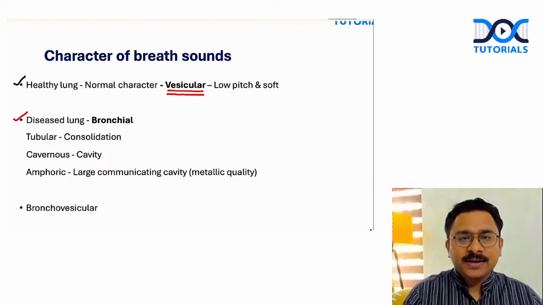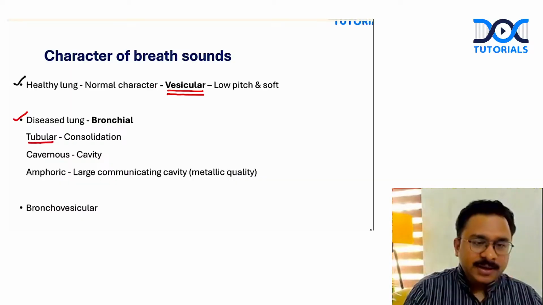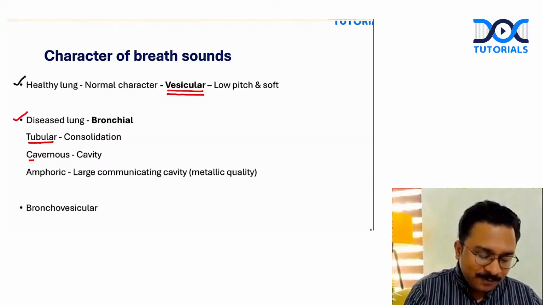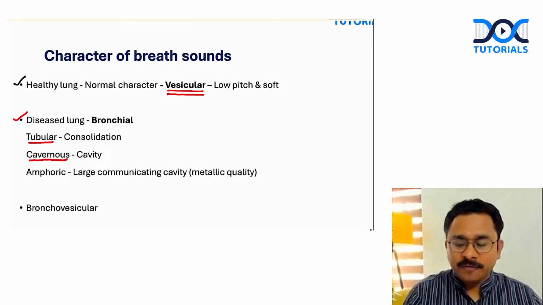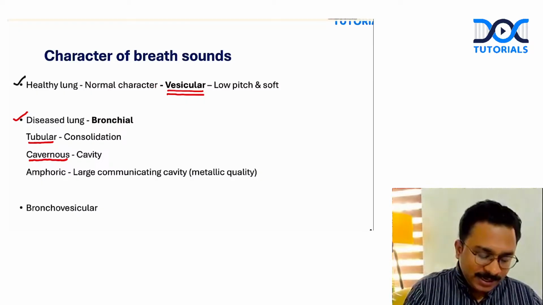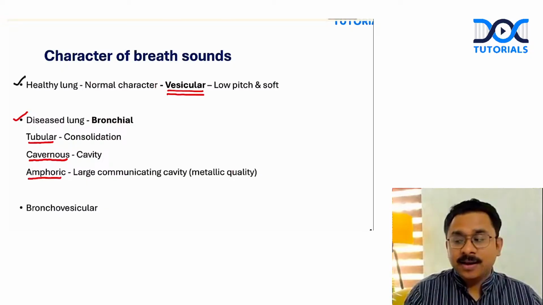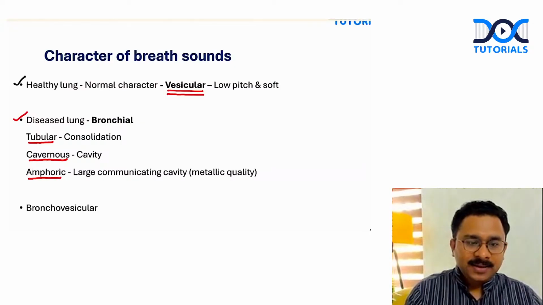What are the different types of bronchial breathing? You've got a tubular bronchial breathing that may be seen in areas of consolidation, as in case of pneumonia. You can have a cavernous type of bronchial breathing that can be seen in an area of cavity. You can get an amphoric type of bronchial breathing, which can be seen in a large communicating cavity, and this amphoric breathing will have a metallic quality. And there is something also known as bronchovesicular breathing.